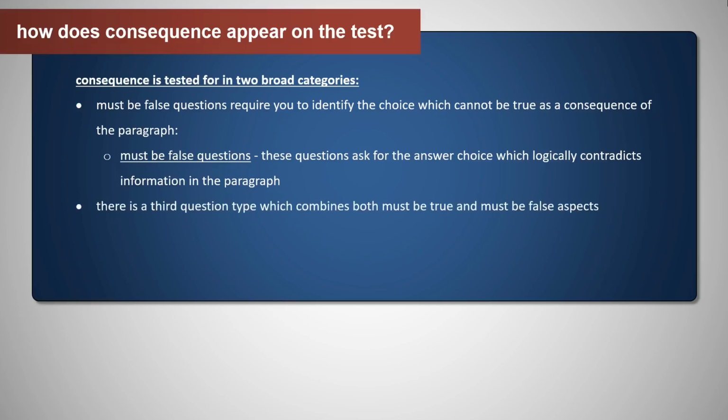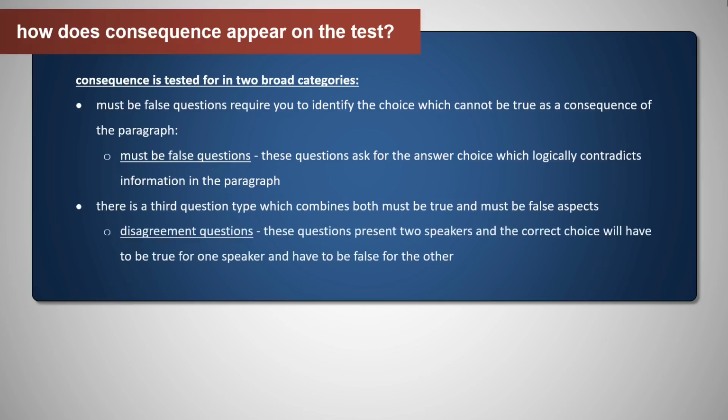There's also a third question type which combines both must be true and must be false aspects, and these are the disagreement questions. These questions present two speakers, and the correct choice is going to have to be true for one speaker and false for the other. Okay, so that's how it appears on the test. Now, in terms of a quick summary, consequence deals with information that must be true or must be false.